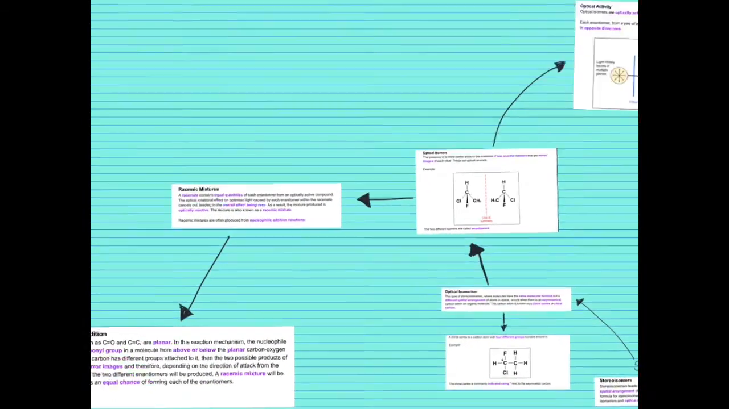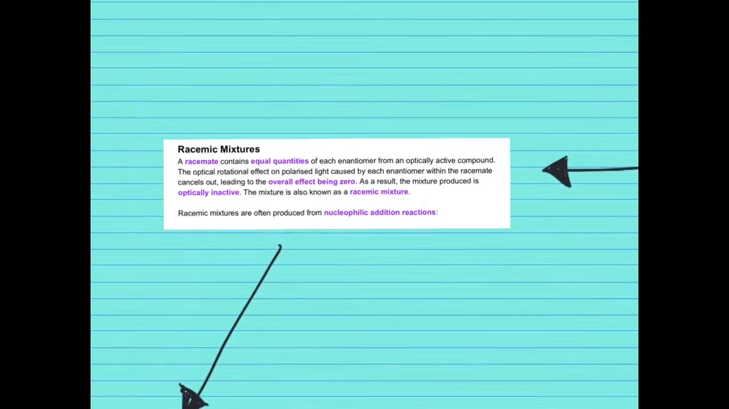Racemic mixtures then is another new word. A racemate or a racemic mixture, it doesn't really matter which word you use, has equal quantities of each enantiomer, so it wouldn't rotate the plane of polarized light. There'd be no overall effect because it's optically inactive: half your mixture is going clockwise, half is going anti-clockwise, so they balance each other out.